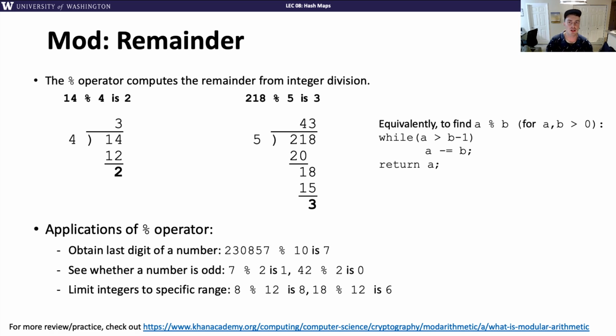As a quick refresher on mod, mod is a remainder operator. Just like you could take 3 divided by 2 and get 1 if we're thinking about integer division, 3 mod 2 would be 1 as well because there's 1 left over. So I have some examples here. 14 mod 4 is 2. The reason is when you do 14 divided by 4, 4 goes into 14 3 times, and then there's some leftover stuff, 2 left over.